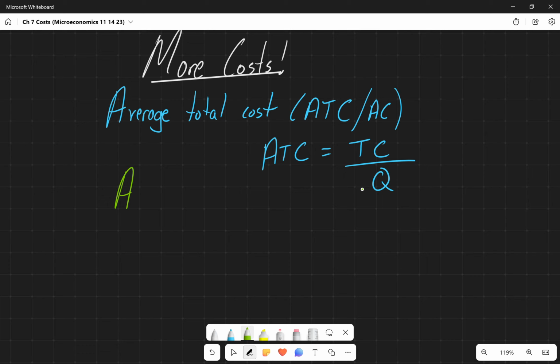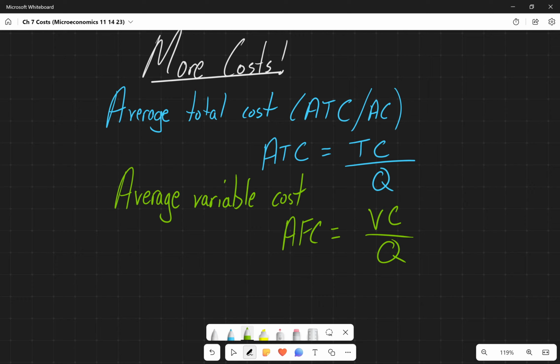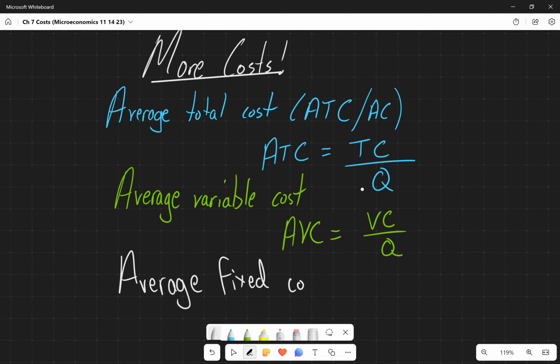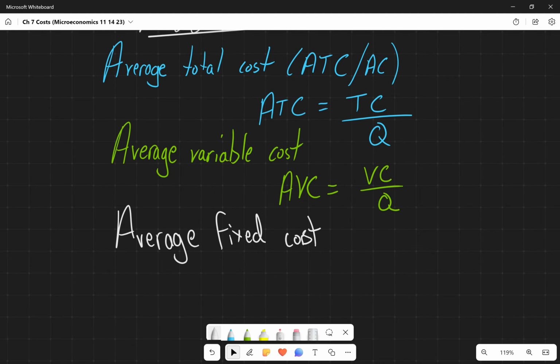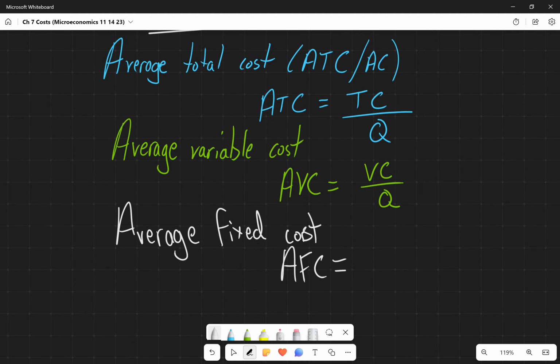We are going to have another average, this one for our variable cost. AFC is equal to our variable costs divided by our Q. Or sorry, that's fixed cost, AVC. I'm too much ahead of myself in my own head. Average variable cost is the variable cost divided by the quantity. As I just alluded to, we've got an average fixed cost, not court cost. AFC is equal to FC over Q.